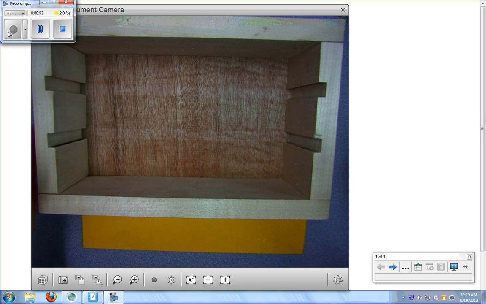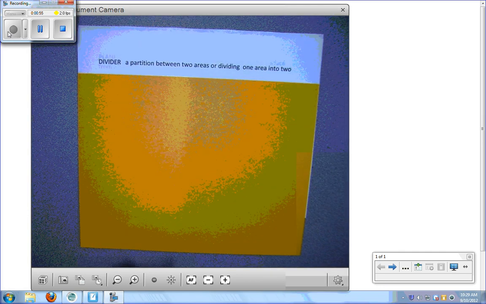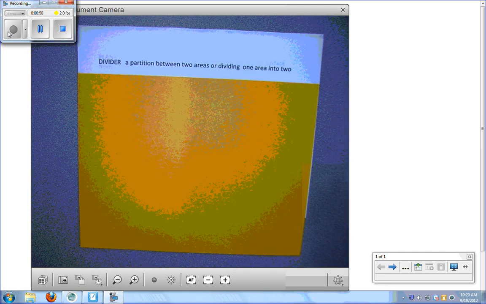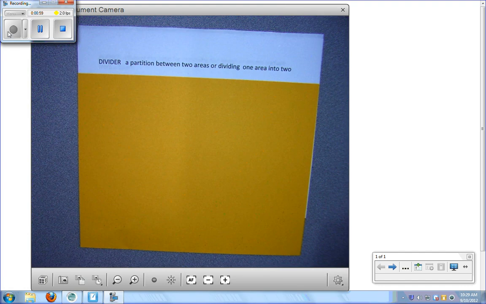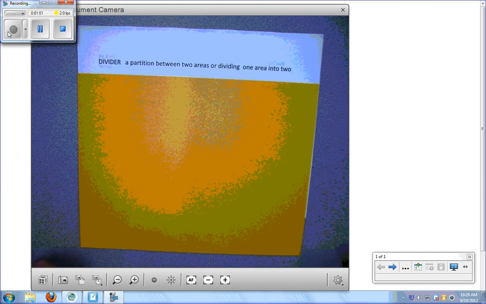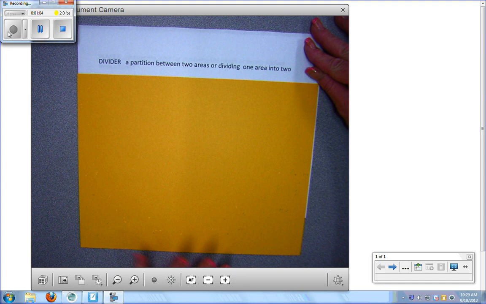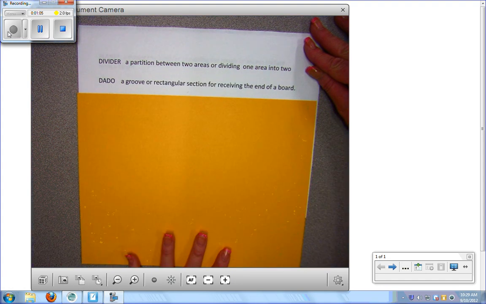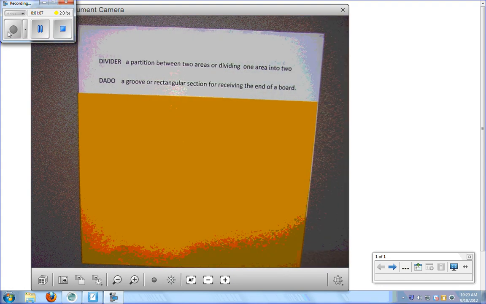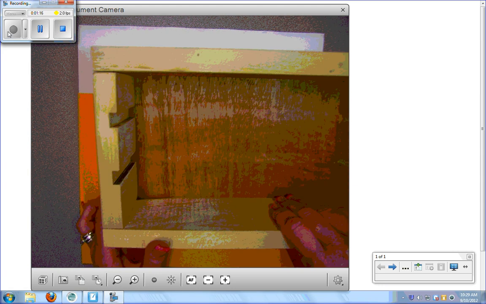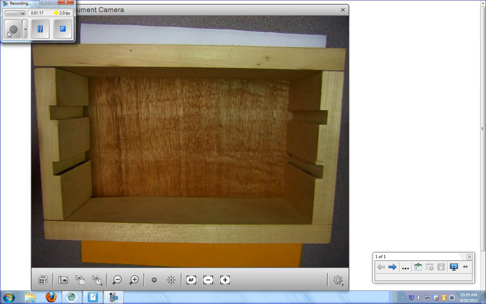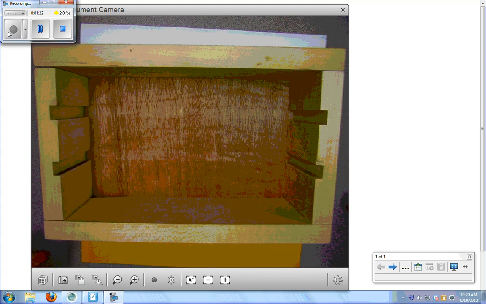Now, at any point in time, if you did not get the vocabulary word, it would be a great time to pause the video, write it down on your pink sheet, and then just hit play and you can hear me all over again. If you feel I'm going too fast, you can go ahead and rewind whenever needed. A dado. What is a dado? A dado is a groove or a rectangle section for receiving the end of a board. If you take a look back on our locker box, I have these grooves that are right inside of the box. Those are our dados.